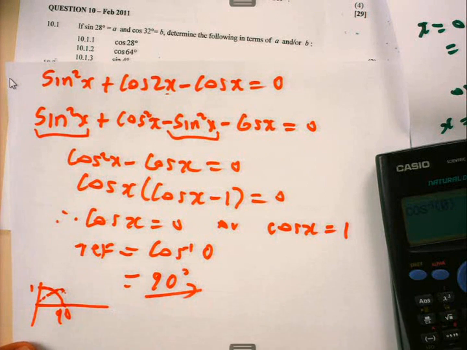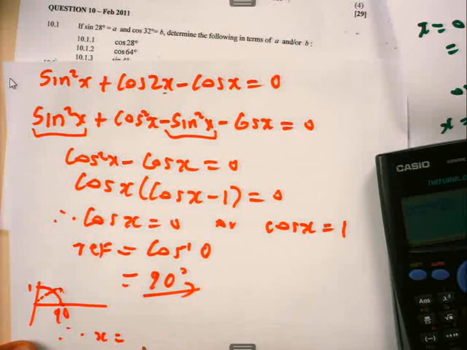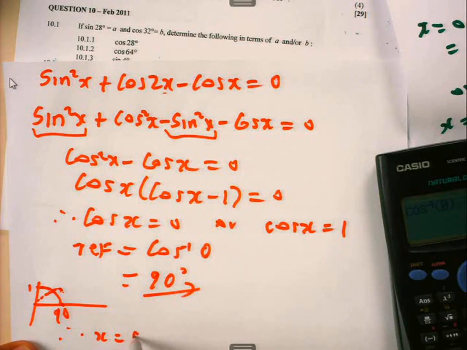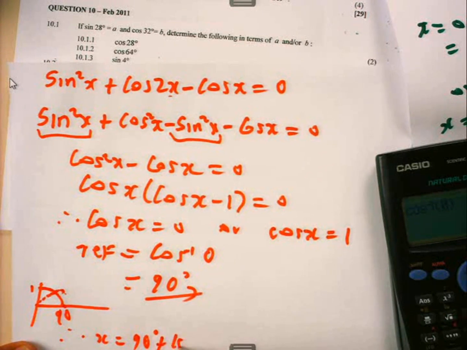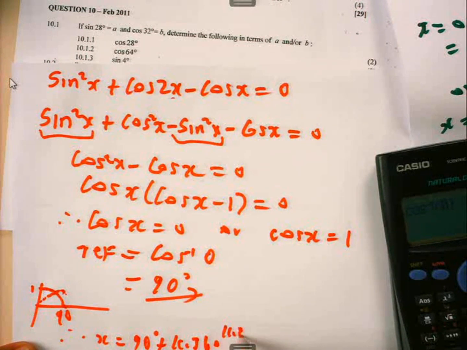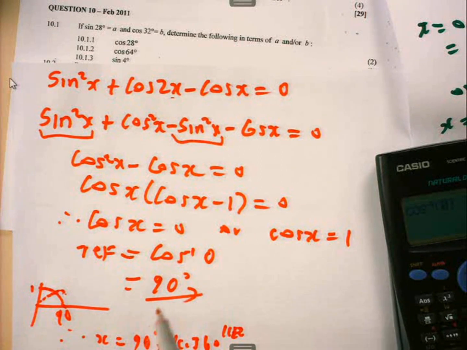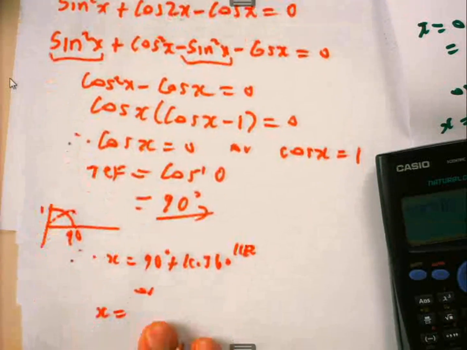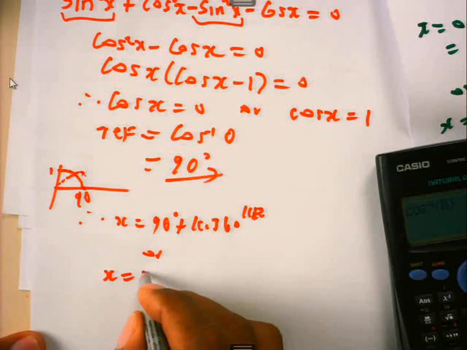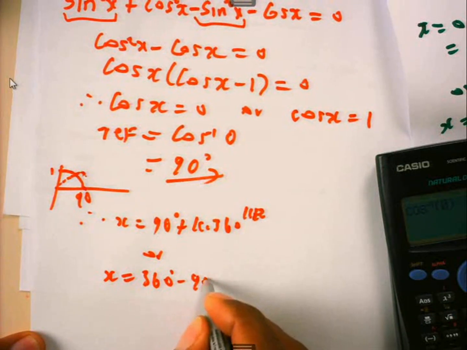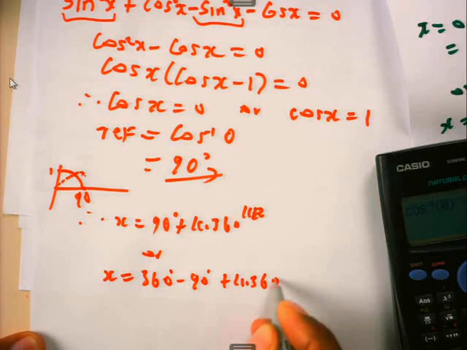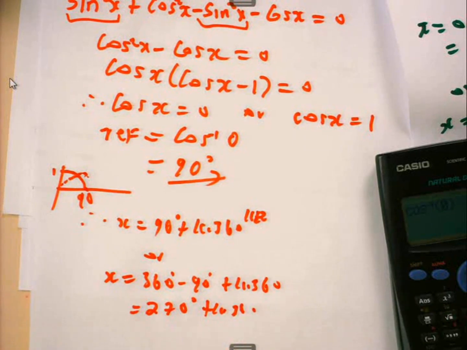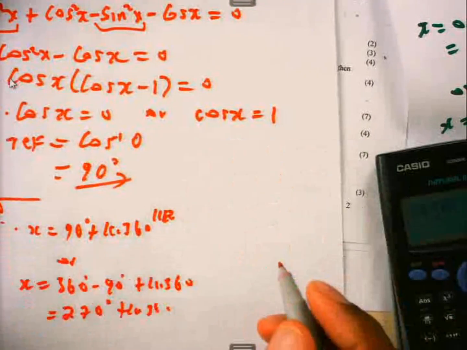Right, now from here, boys and girls, we can say therefore x is equal to what? Now you check, cos is positive in the first quadrant, so x is 90 degrees plus k times 360, k an element of the integers. And cos is also positive in which quadrant? Of course in the fourth quadrant, therefore we say x is equal to 360 degrees minus 90 plus k times 360. Of course, we are going to have 270 degrees plus k times 360.